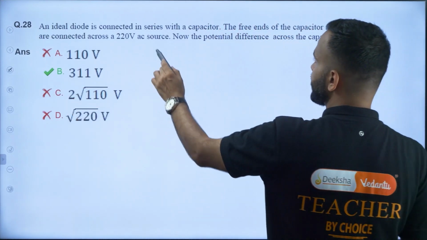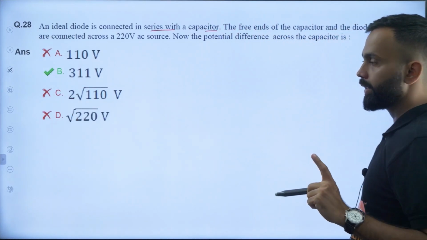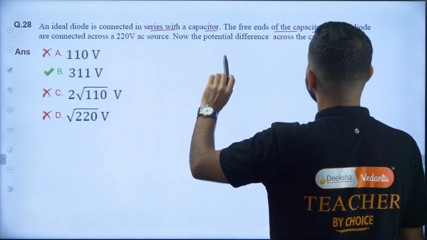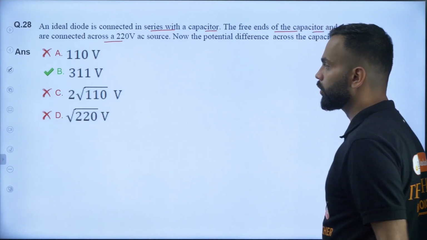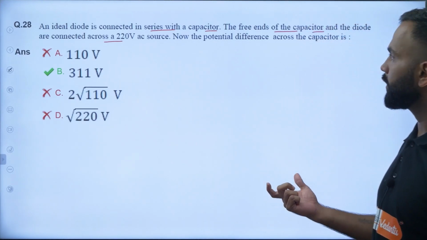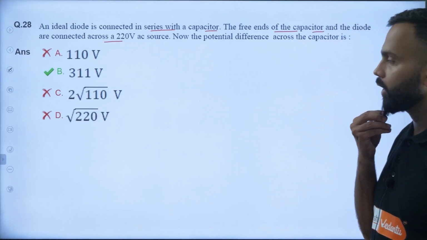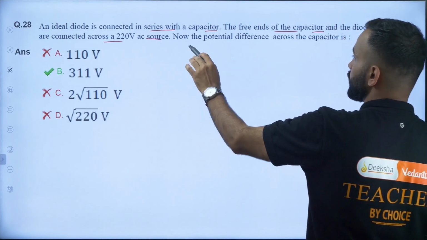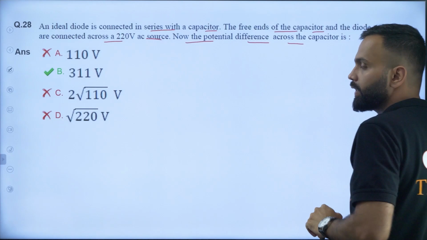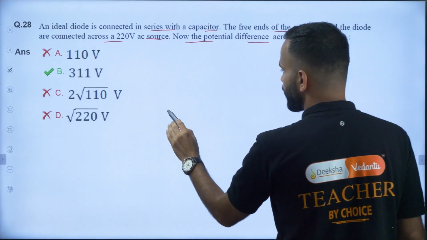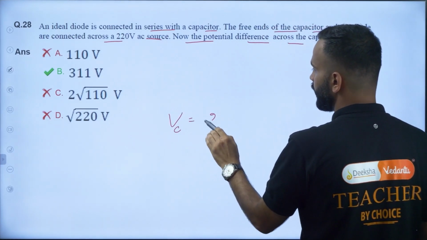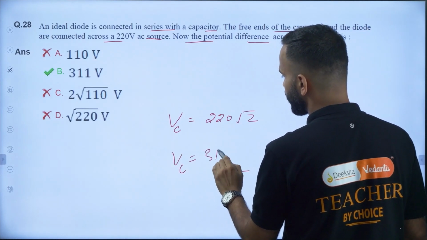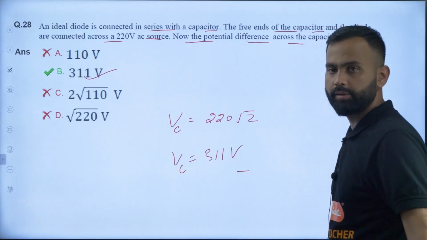An ideal diode is connected in series with a capacitor. The free ends of the capacitor and the diode are connected across 220 volt. That is V RMS, 220 volt AC source. Now the potential difference across the capacitor. The simple one, right? The potential difference across the capacitor VC is equal to 220 into root 2. So VC is equal to 311 volt. The correct option is B.